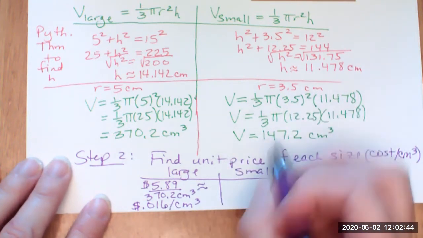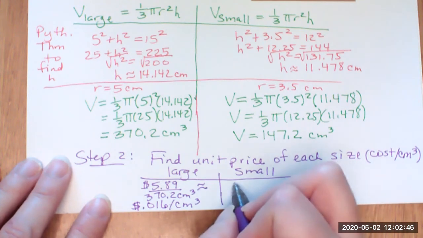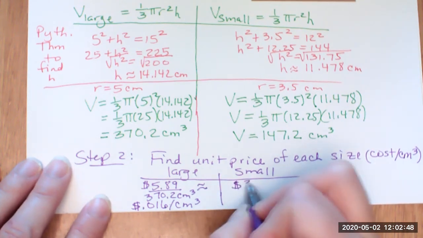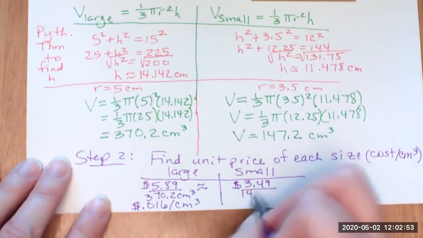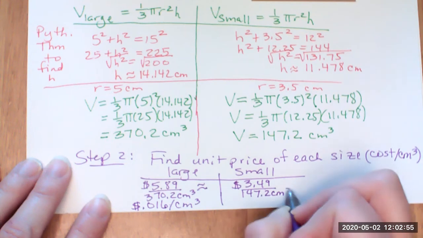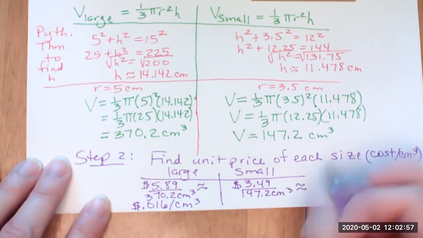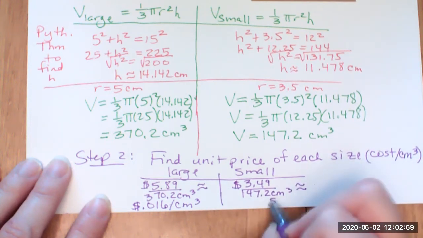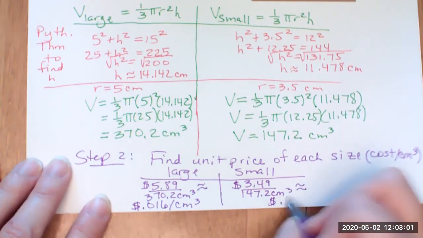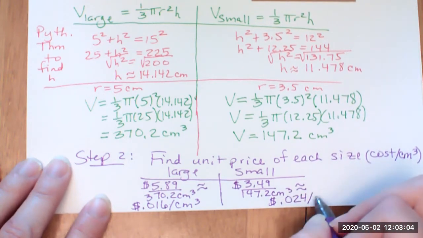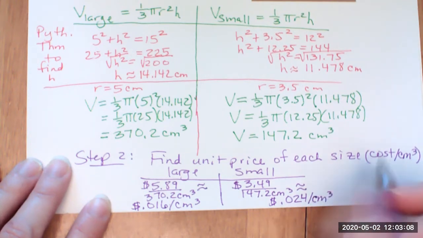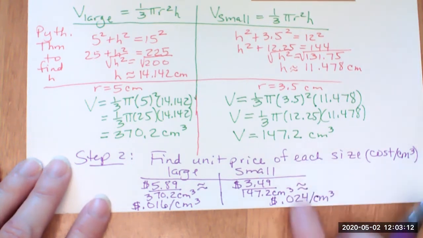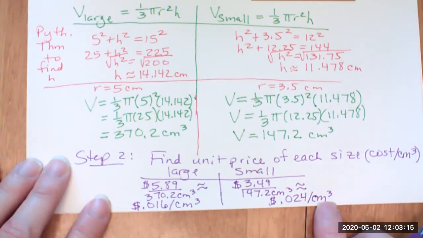Okay, now if we go over to the small, we're going to say $3.49 divided by 147.2 cubic centimeters. And dividing that out, we get 0.024 per centimeter cubed. In other words, a little under 2.5 cents, right? Here's 2 cents, so a little under 2.5 cents per cubic centimeter.